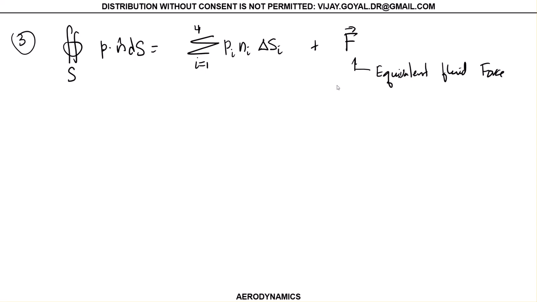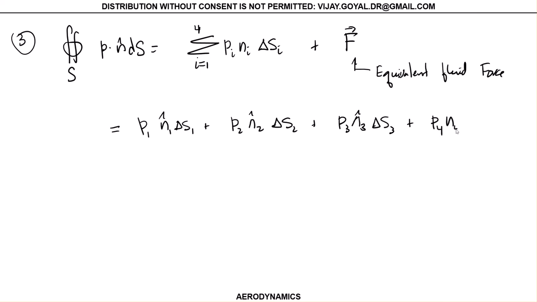This is where you replace it. And so the whole thing basically becomes equal to P1 N1 delta S1 plus P2 N2 delta S2 plus P3 N3 delta S3 plus P4 N4 delta S4, plus Fx plus Fy, in the j and i directions. To simplify our problem, I'm going to write P equal to P1, equal to P2, equal to P3, equal to P4, because the problem stated they were all the same. So that simplifies our math a little bit here.